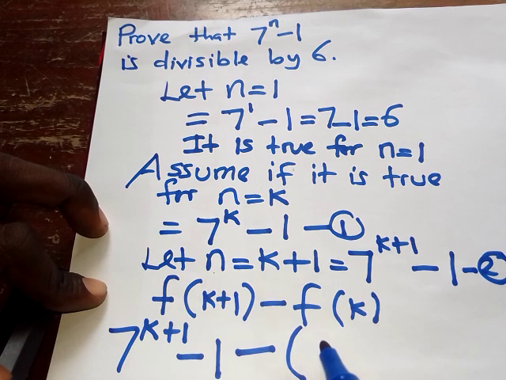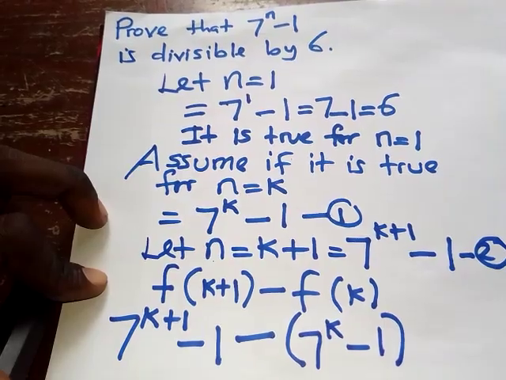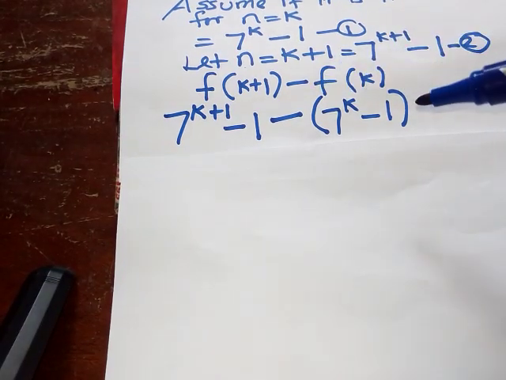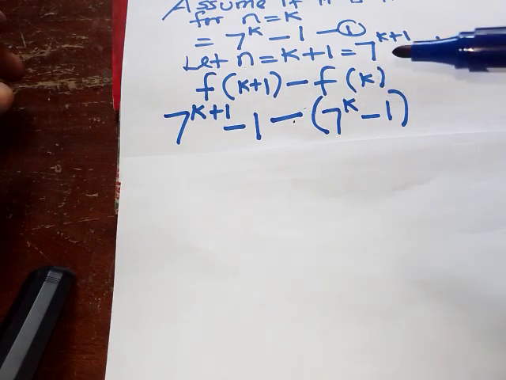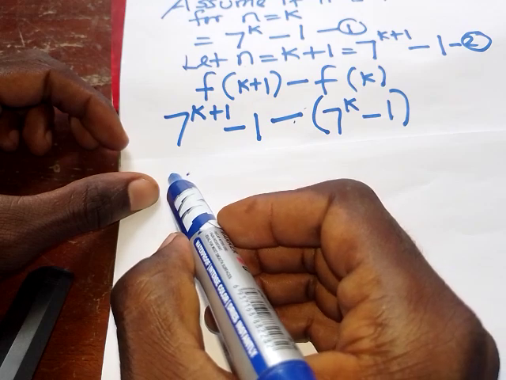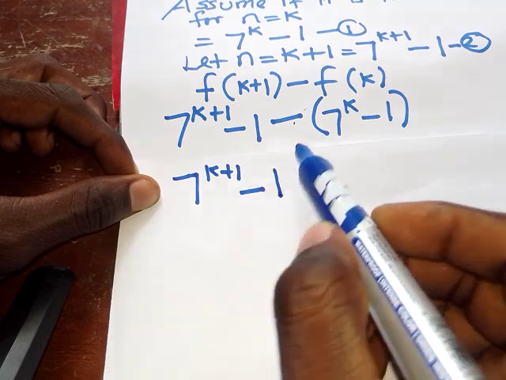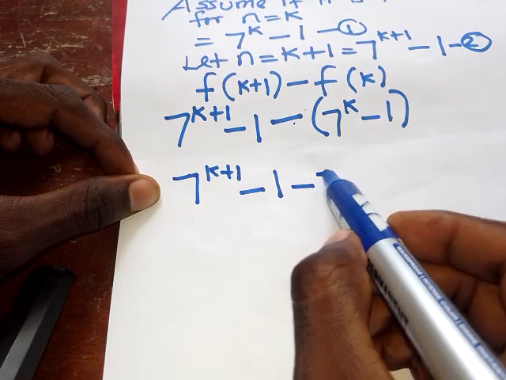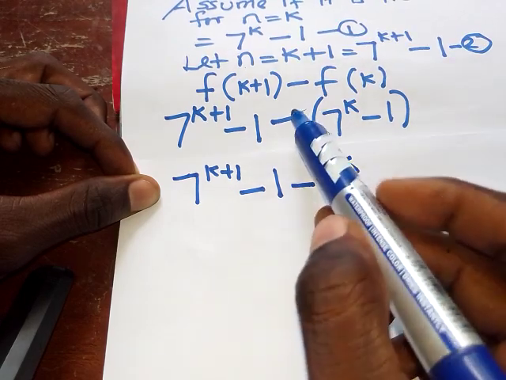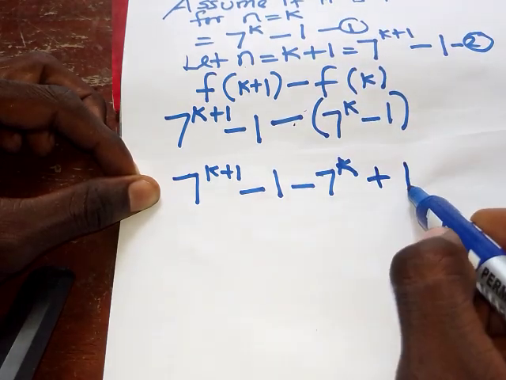Then in brackets you have the f of k, which is just 7k minus 1, the one we had called equation 1. So at this stage, we should now be able to distribute this negative into what we have in the brackets. So the next step will look like this. You have a 7 raised to power k plus 1 minus 1. Then negative times positive 7 raised to power k will give you a negative 7 raised to power k. Then this negative times the negative 1 here, negative times negative, you get a positive 1.